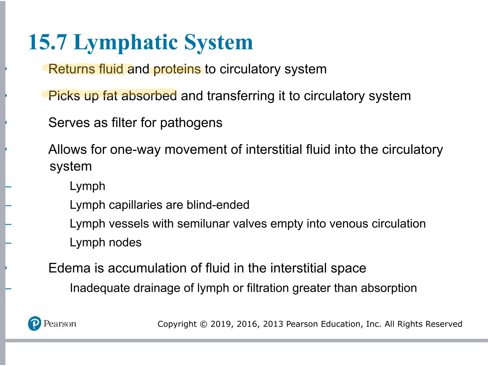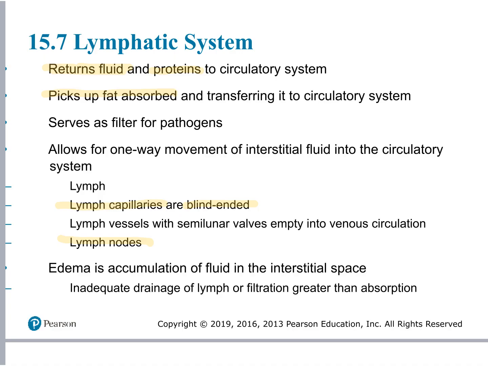Whenever we look at the lymphatic system, the very smallest vessels are called lymph capillaries. The lymph capillaries are closed-ended, which means that it's not open at the end. There are flaps or valves that allow one-way direction of fluid into the lymphatic vessels. Every so often, when we get to the larger lymphatic vessels, they have these bean-shaped organs called lymph nodes.